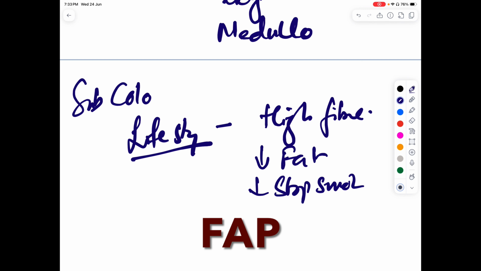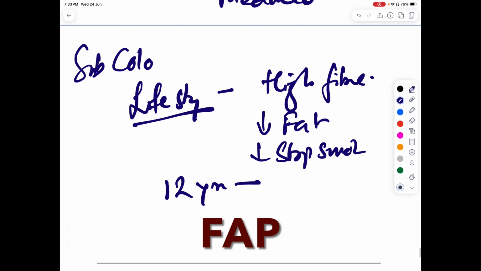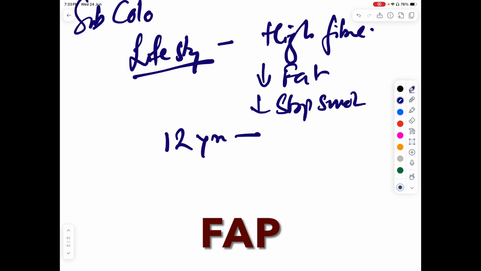So to your child, what do you advise? Screening has to be started after 12 years. Until age of 20 years, annual colonoscopy. Endometriosis, adenomatous polyp has got increased risk.